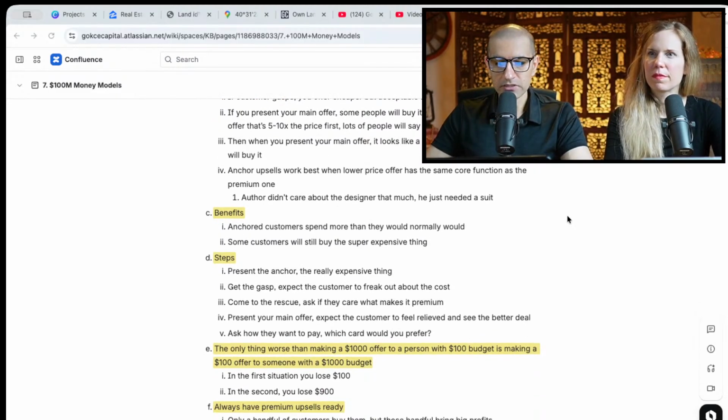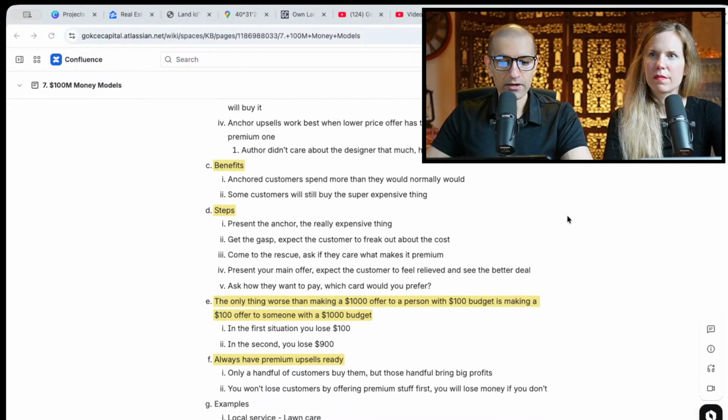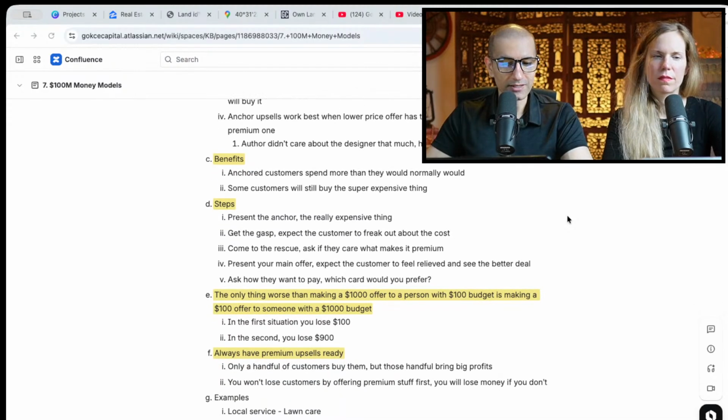So anchor upsells work best when the lower price offer has the same core function as the premium one, and the author didn't care about the designer that much. He just needed a suit, right? So what are the benefits? One of the benefits is that anchored customers spend more than they normally would, right?